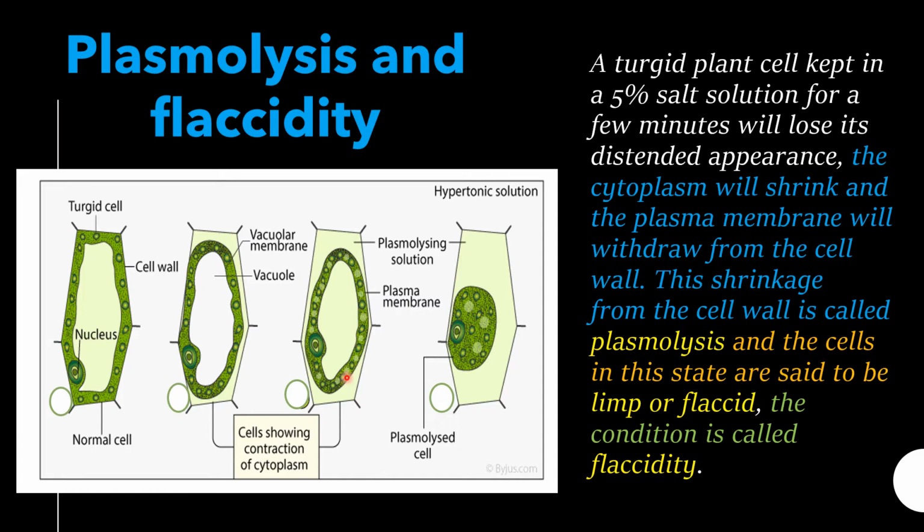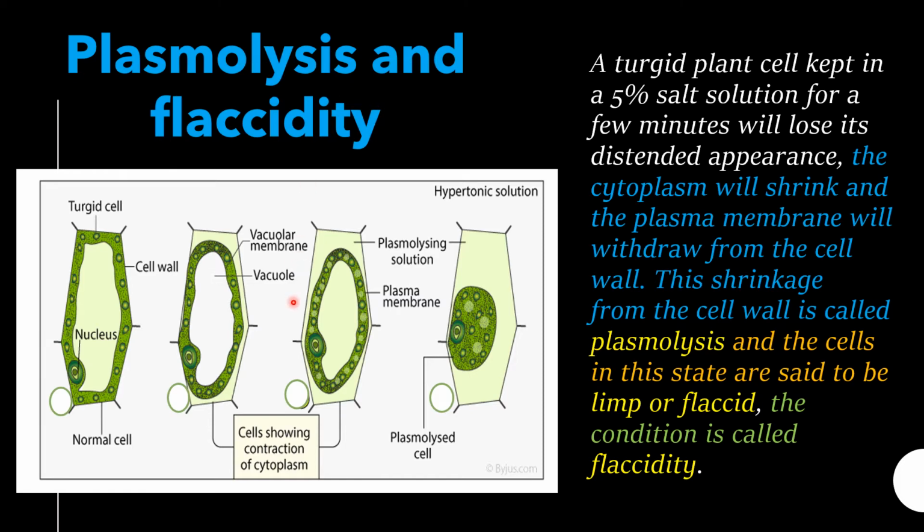Then when will this plasmolysis or flaccidity happen? It is when a turgid cell is placed in hypertonic solution, we can say, right? 5% salt solution means inside the cell, solute concentration is less compared to outside. Then when a cell is placed in hypertonic solution, plasmolysis will occur.